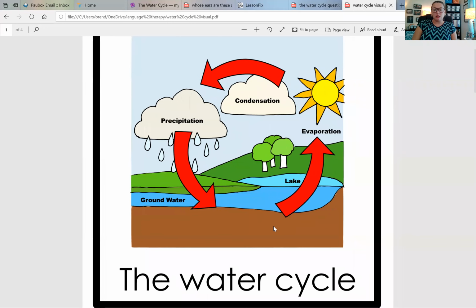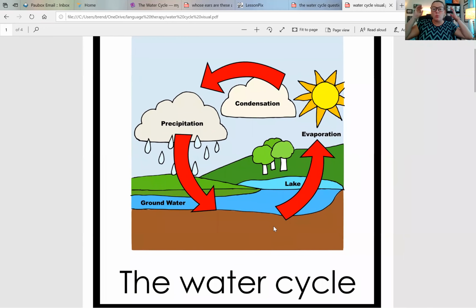So here is the water cycle. So what is the water cycle? Okay, so you know how it rains, especially it rains a lot in the summer? There's a whole process behind that. It doesn't just rain out of nowhere, right? So this is the process behind all of it.